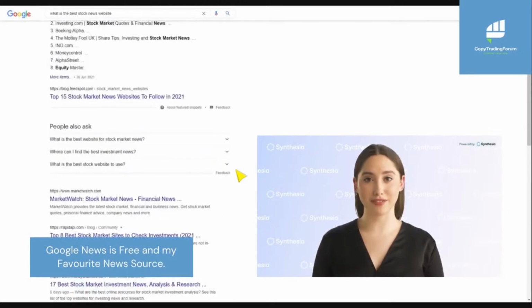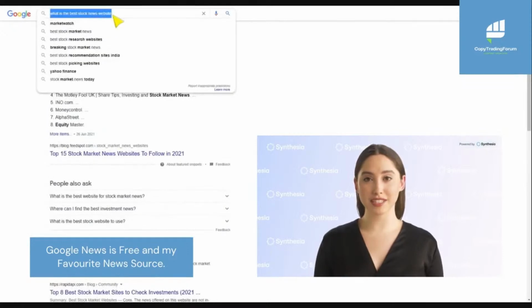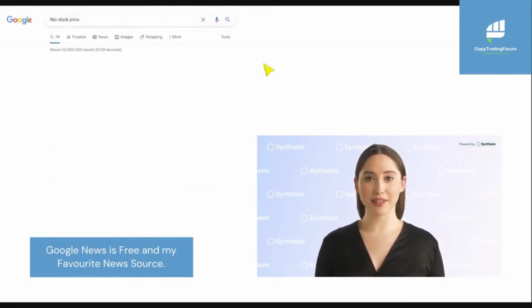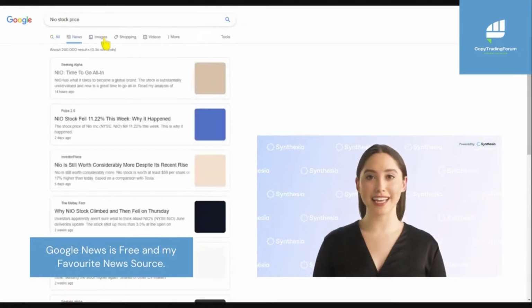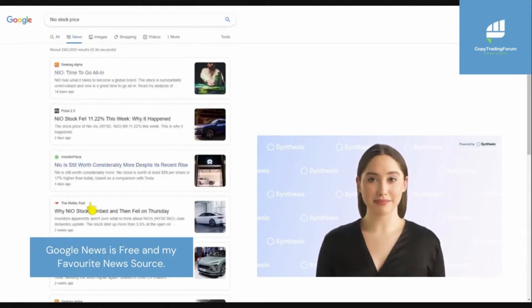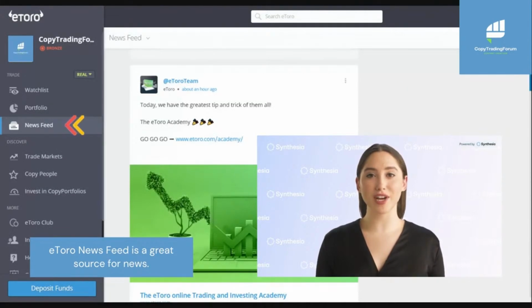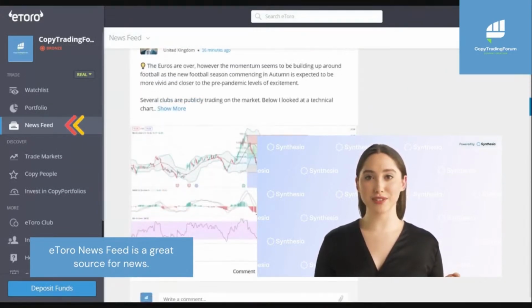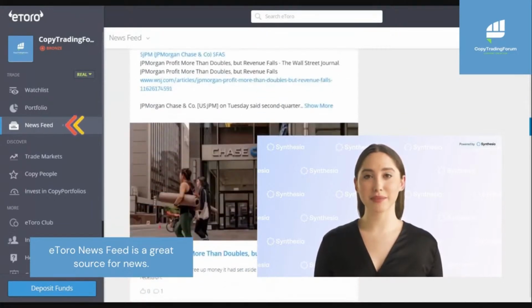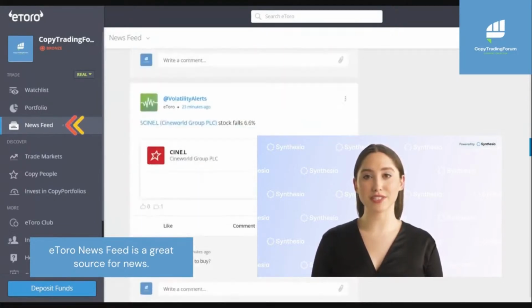Google News is my favorite news research tool, as you can get the news from all the top websites in one place. Just Google what you need to know or Google the company's stock price and hit the News tab. When you buy or add a stock to your watchlist on eToro, you will get lots of news and opinions from other investors on your news feed. This can be helpful, but remember to always do your own research.